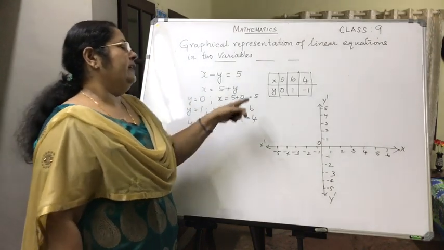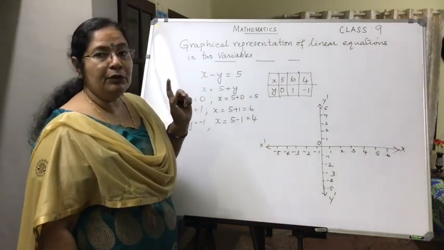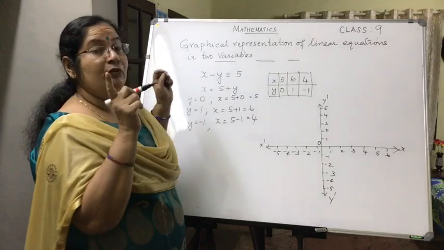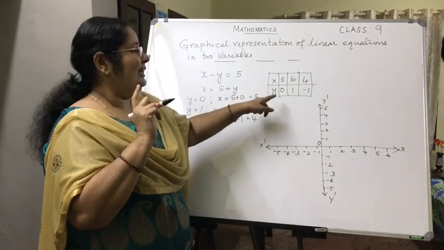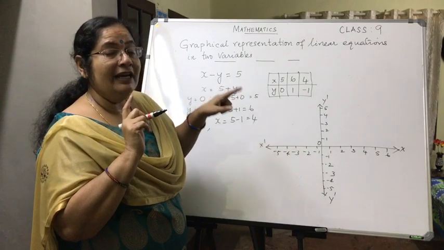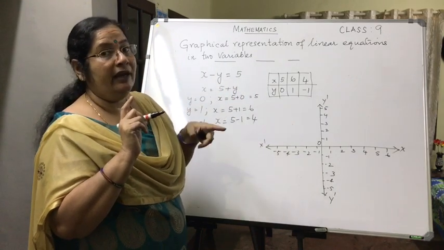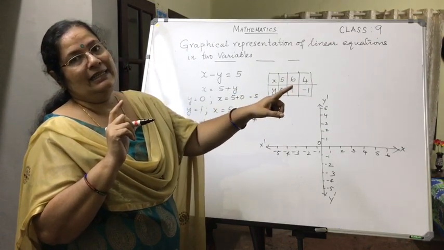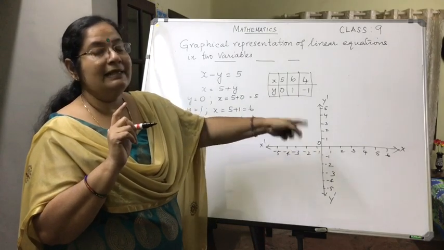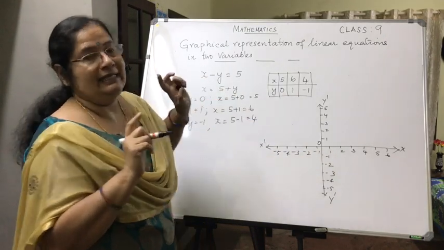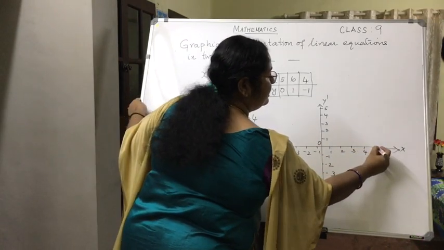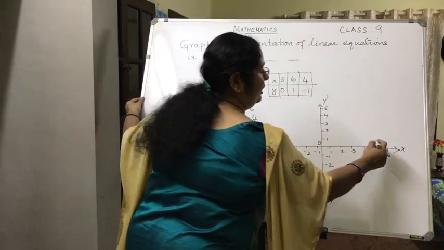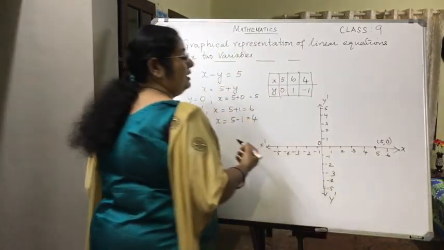Which is the first point? When x is 5, y is equal to 0. x 5, y 0 means where will it be? Y is 0, so it will be on the x-axis, 5 units away from the y-axis along the positive x-axis. So here this is the point. As and when you plot a point, its coordinates should be written. That is very, very important. So this point is 5, 0.